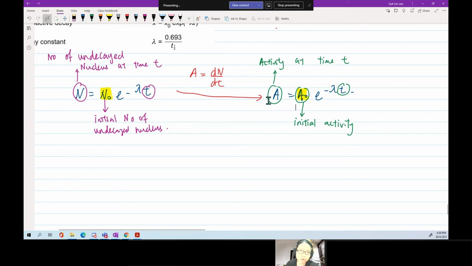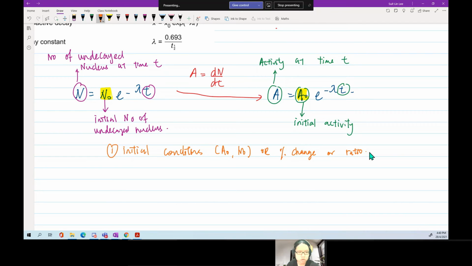A over A naught is 25%, N over N naught is 90%, whatever. So it can be either a percentage or they tell you what the initial value is. So what you need to know, or hunt for in the question, number one, is either initial conditions, which is A naught or N naught, more common, but less common would be some form of percentage change or ratio. For example: find the time taken for the number of undecayed nuclei to decrease to 1/3 its original value. Statements like this. Okay, percentage change or ratio change.